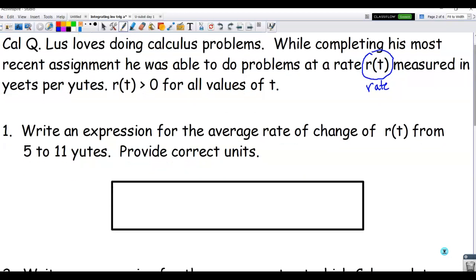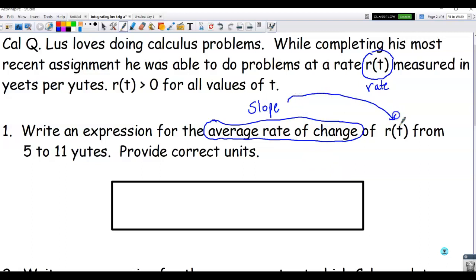In number 1, we are to write an expression for the average rate of change. So let's process that. We are finding average rate of change, and hopefully you recall that average rate of change can be replaced with the word slope. Algebra 1 slope. Change in y over change in x, and we're going to find the average rate of the R of t function. So specifically here, we should be looking at the change in R over change in time. Well, I guess utes are our time measurements.